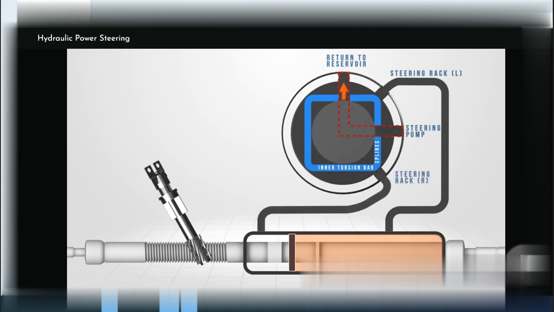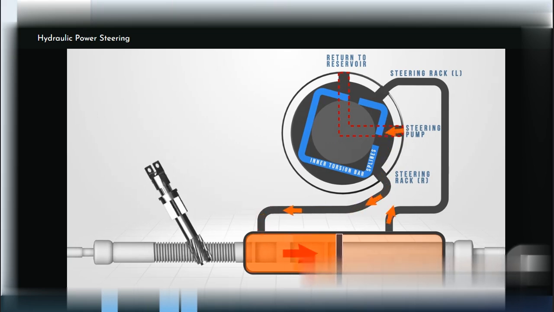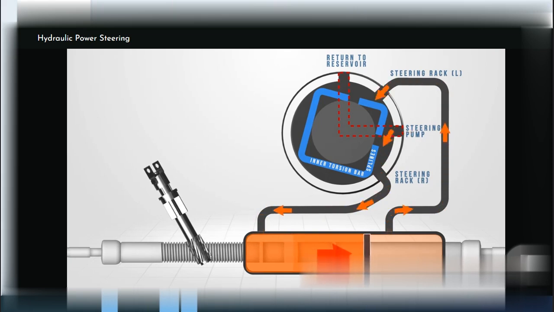Turning the steering wheel in the opposite direction has the same result as earlier, except as fluid flows from the rotary control valve to the opposite side of the steering rack, a port in the control valve opens, which allows the fluid from the now low pressure side of the rack to be returned to the reservoir.